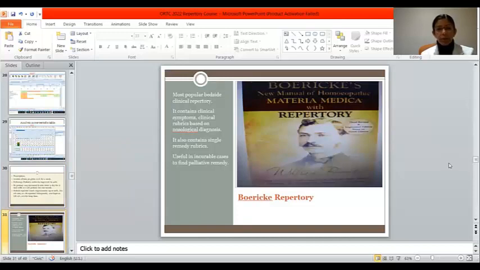This is Boger's repertory. It contains clinical symptoms, clinical rubrics based on nosological diagnosis. It is the most popular bedside repertory. It also contains single remedy rubrics. It is used in incurable cases where you want to find a palliative remedy. So it's a bedside prescription.